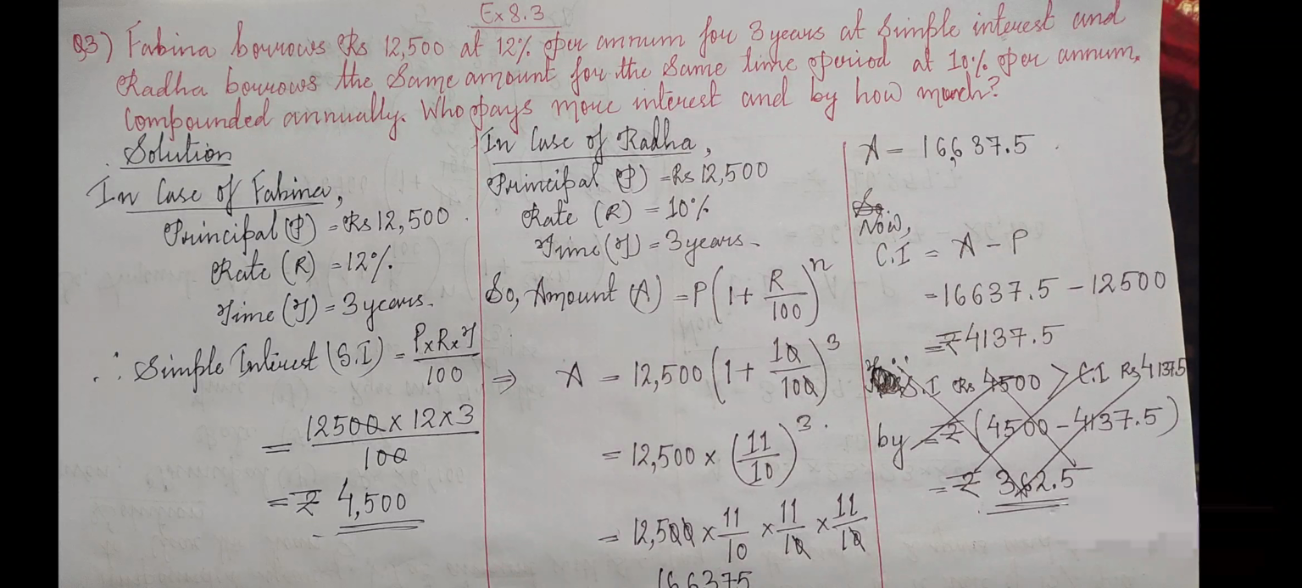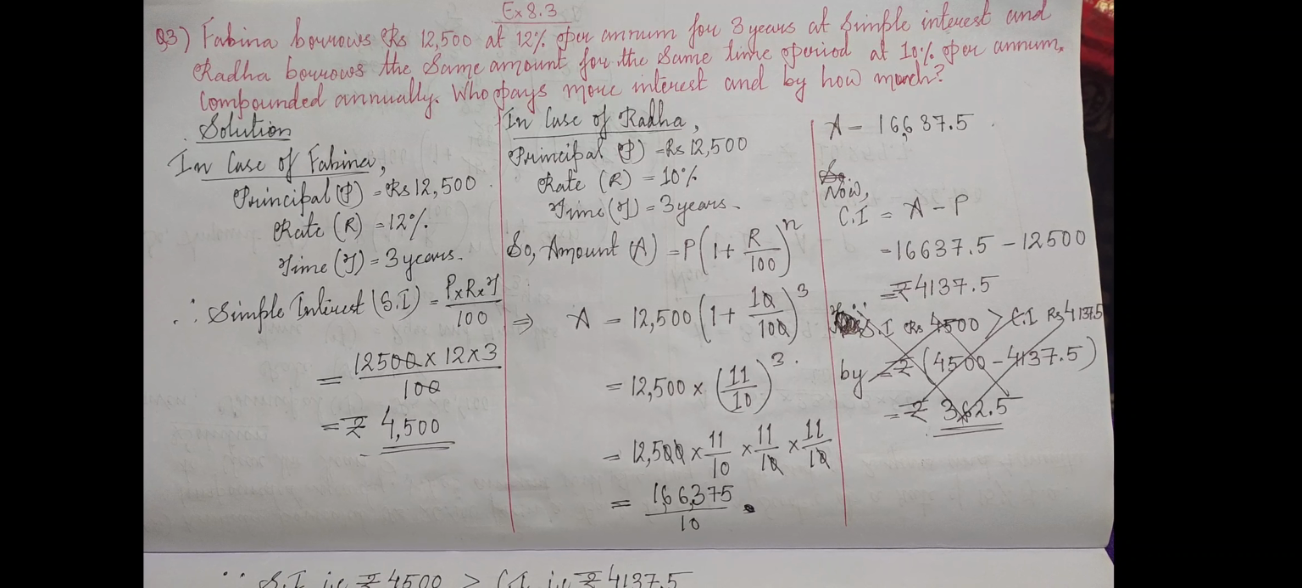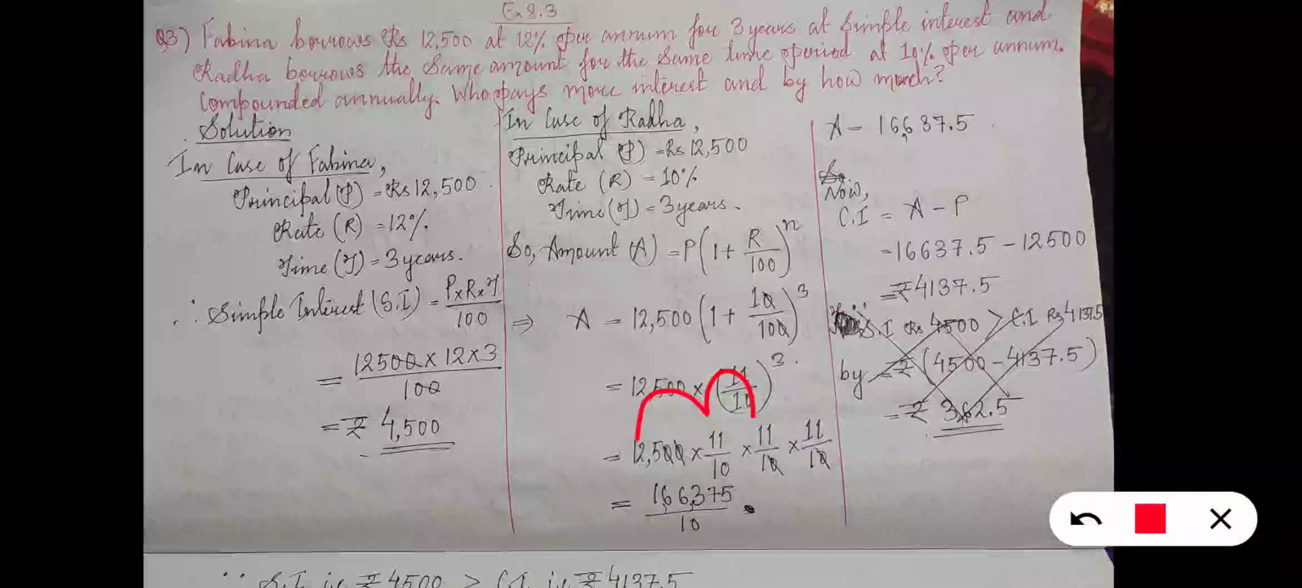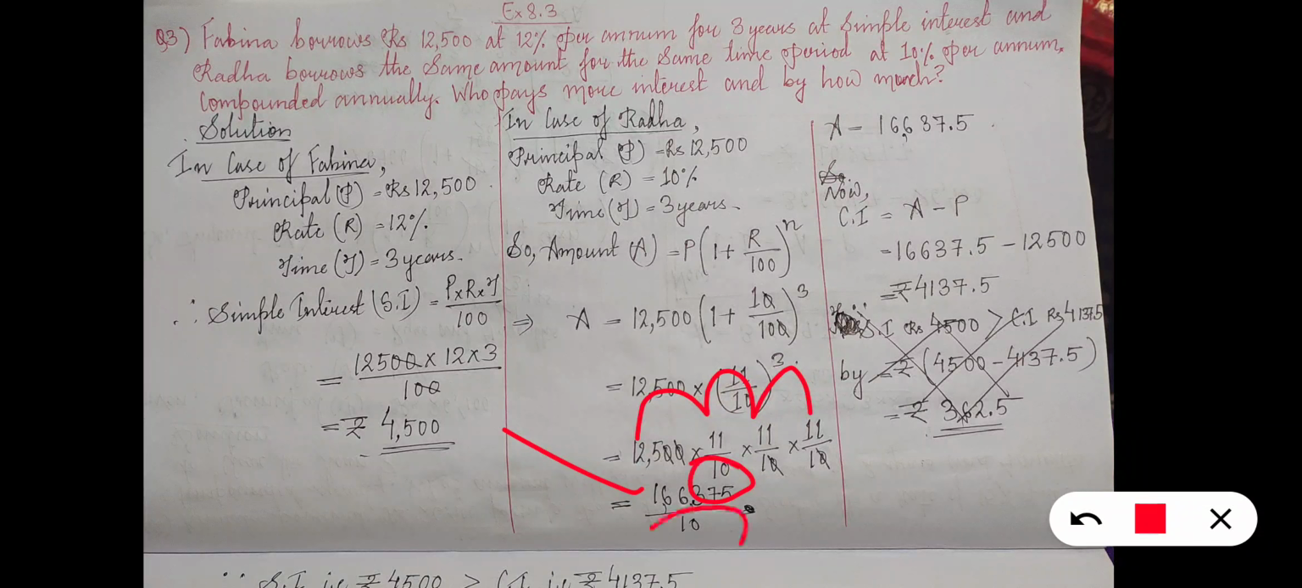Now if you see here, if you multiply 125 into 11 into 11 into 11, we'll get this much. You have to multiply, and we'll get 1,66,375 and one denominator 10 is remaining. Now if you remove this 10, the decimal point will come before one digit. So the amount is this much.